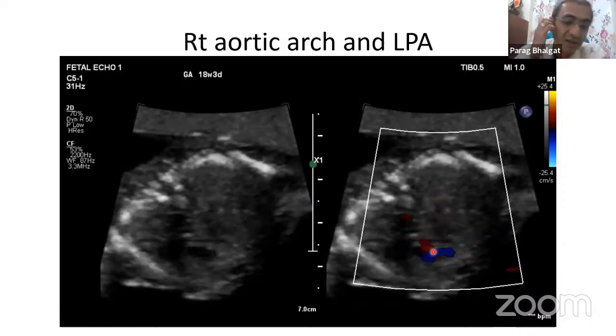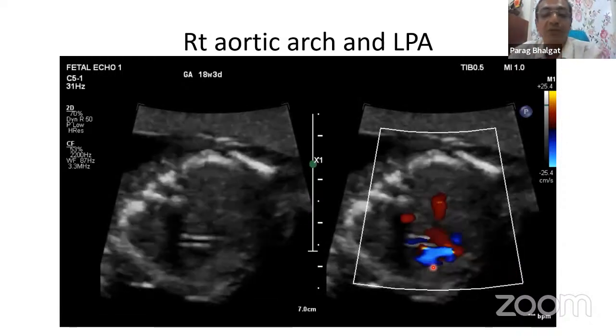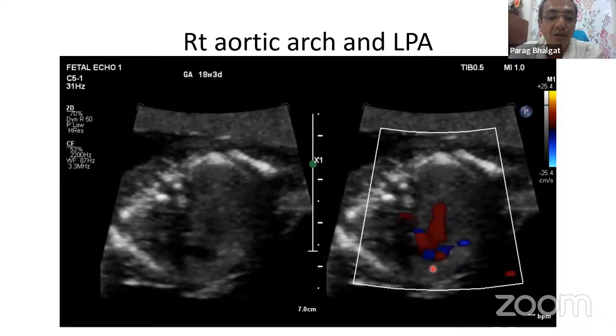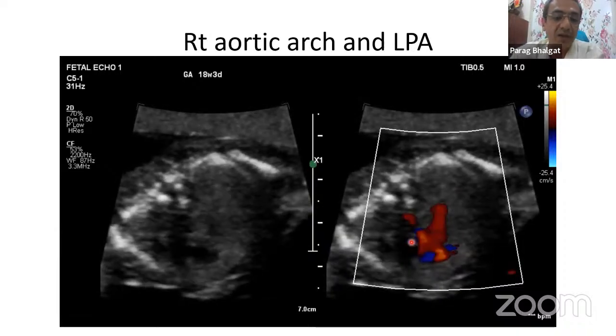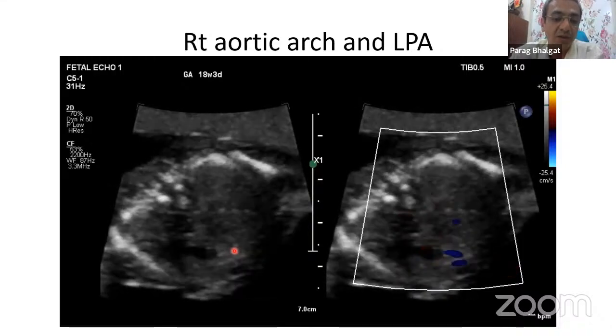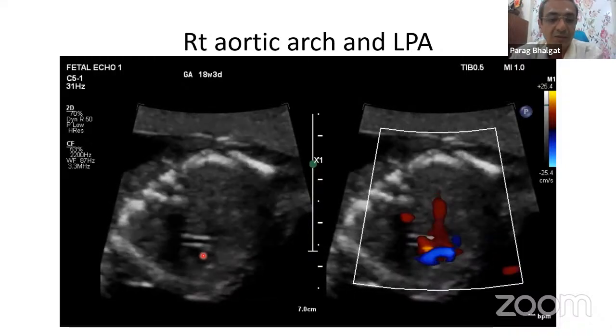So when we can't see the vessels, it's important that we put the color Doppler on and demonstrate the flow. This is the right arch. This is LPA, RPA. And this very small thing that you see is the main pulmonary artery. This big thing is the aorta. This is the spine.